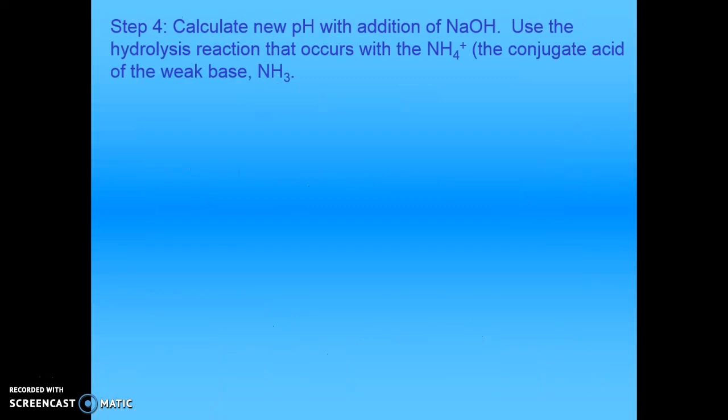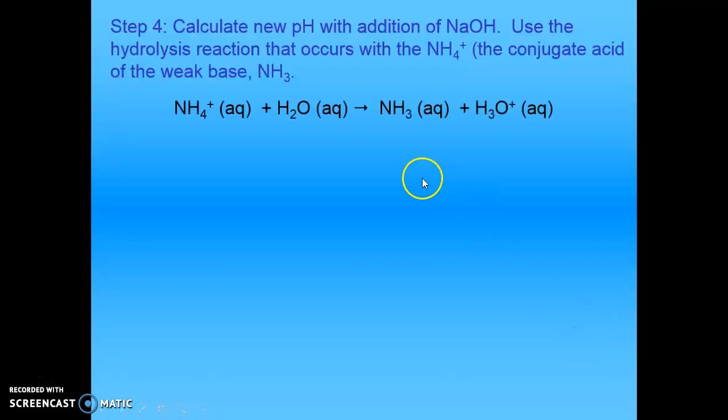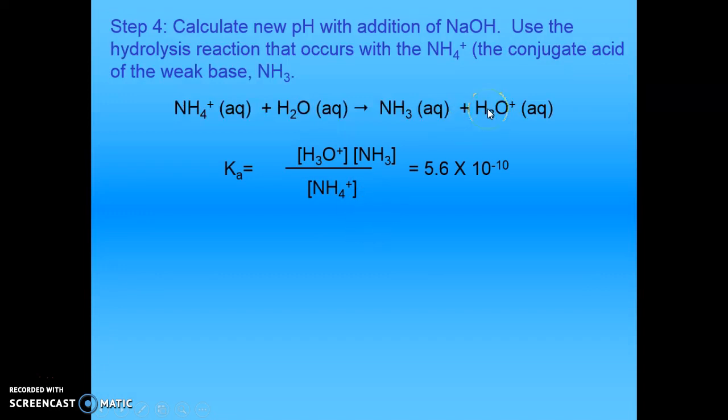So now what we want to do is calculate the new pH considering what has happened. So again, we've got this reaction. We want to know the Ka, so what's happening? The NH4 plus is going to react with water to give you NH3 and H3O plus. I'm not sure I like that. Well, yeah, that's the way AP is going to have you. That's the way they want to see it on the test.